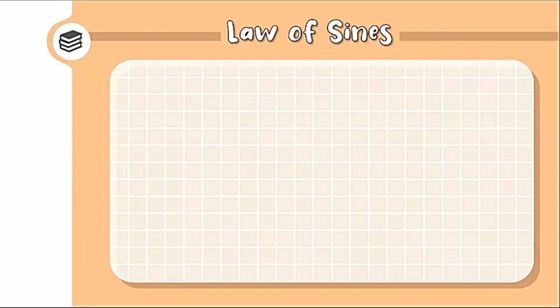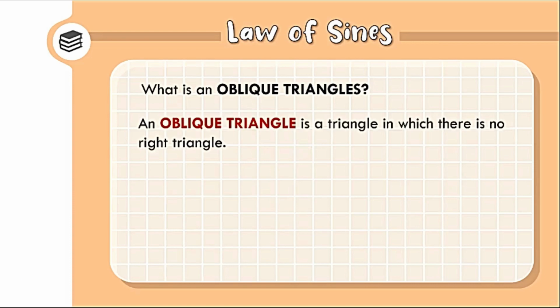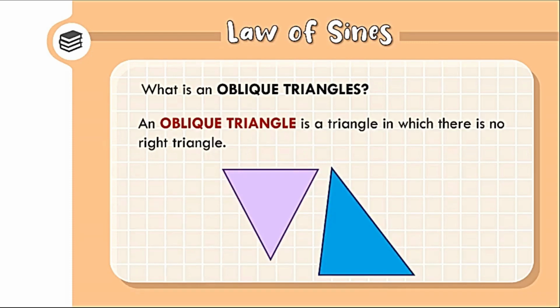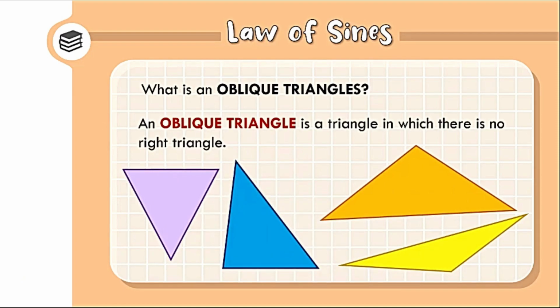First, let us define what is an oblique triangle. Remember that an oblique triangle is a triangle in which there is no right angle. Oblique triangles include acute triangles, which are triangles with all angles acute. Aside from acute triangles, another kind of oblique triangle is the obtuse triangle. This is a triangle with one obtuse angle.